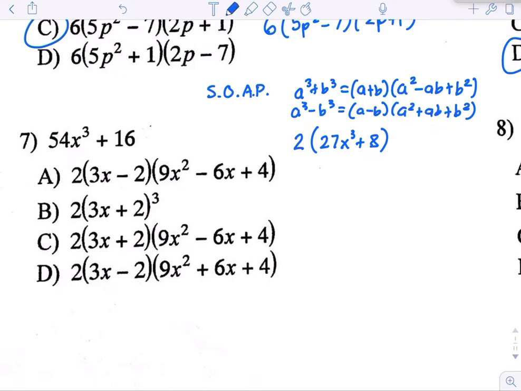Alright, so let's cube root both of them. So 2. The cube root of 27x to the third is 3x, plus the cube root of 8 is 2. Now, this is really our a value, and this is our b. So, following the formula, a squared would be 3x to the second power, so 9x squared. Negative ab would be negative 3x times 2, which is just 6x. And b squared would be 2 squared, which is 4.